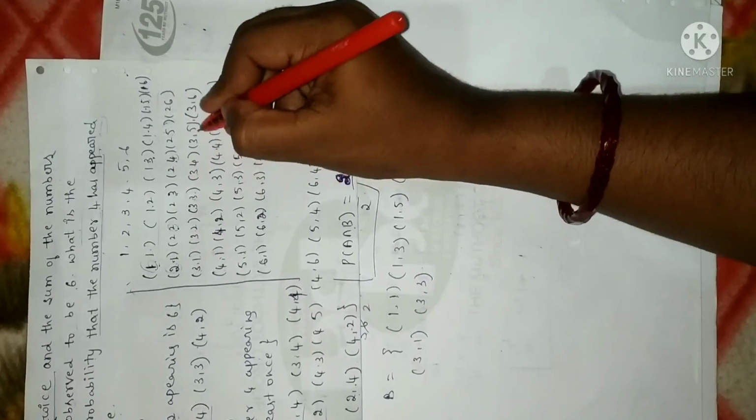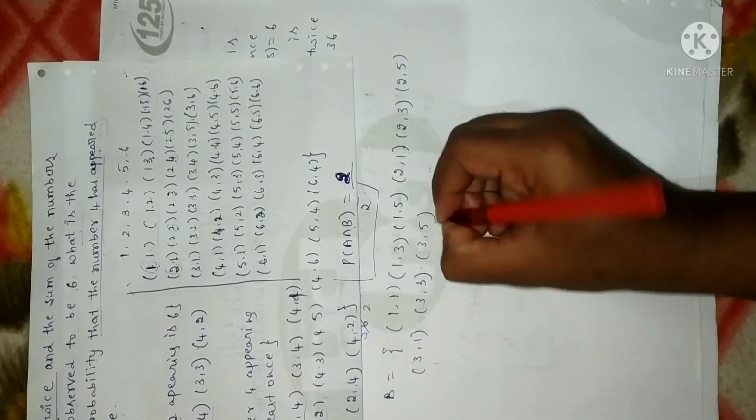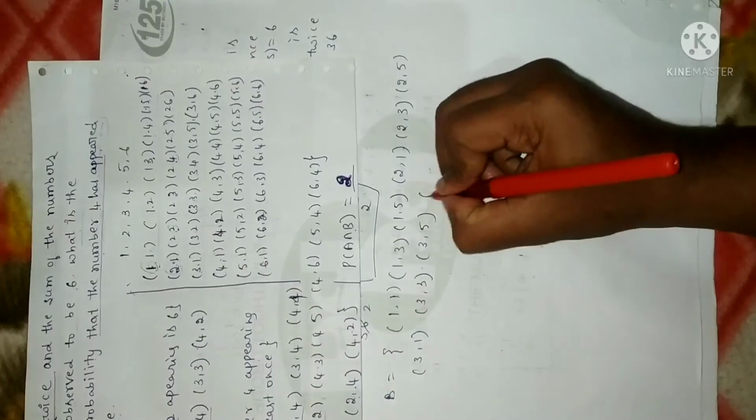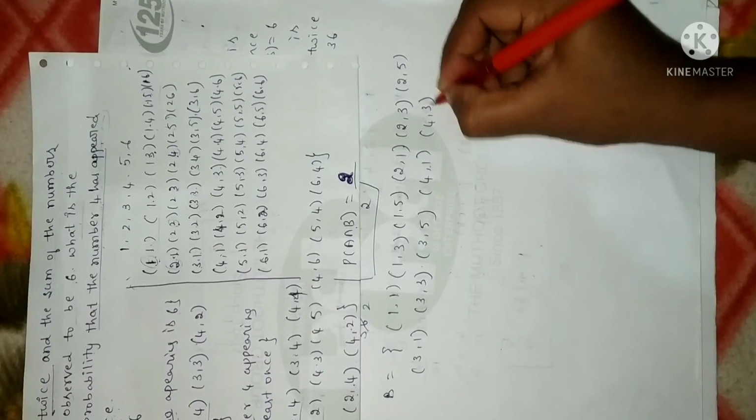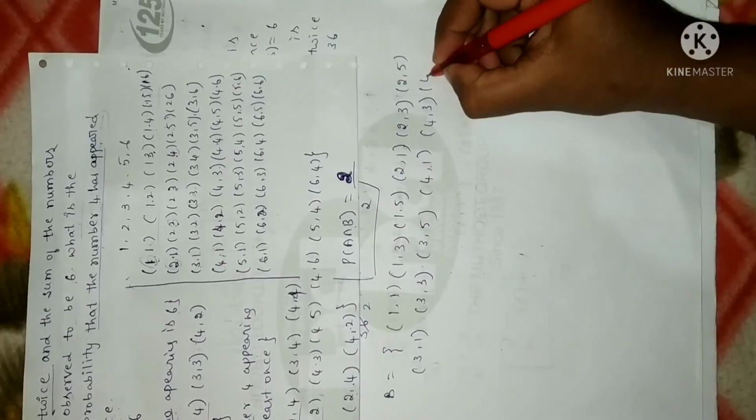4 cannot be odd. Again 3, 5. So 6 cannot be odd. Next 4, 1: yes, 1 is an odd number. Next 2 cannot be odd. Again 4, 3 is an odd number. Again 4 cannot be odd. Again 4, 5 is an odd number.